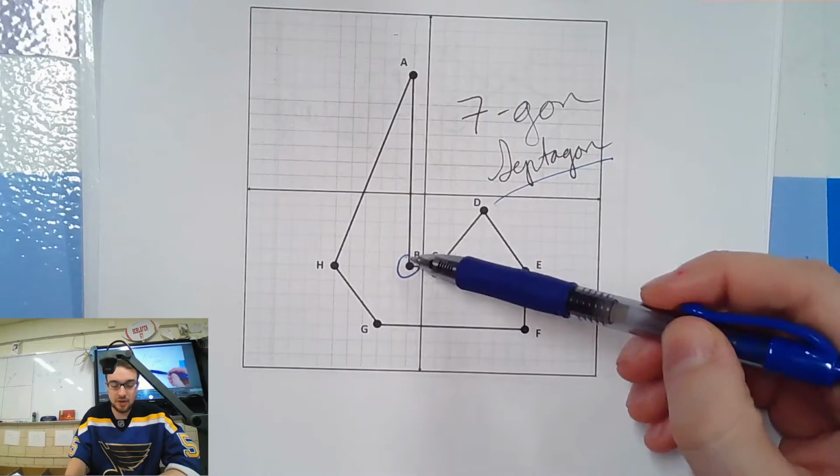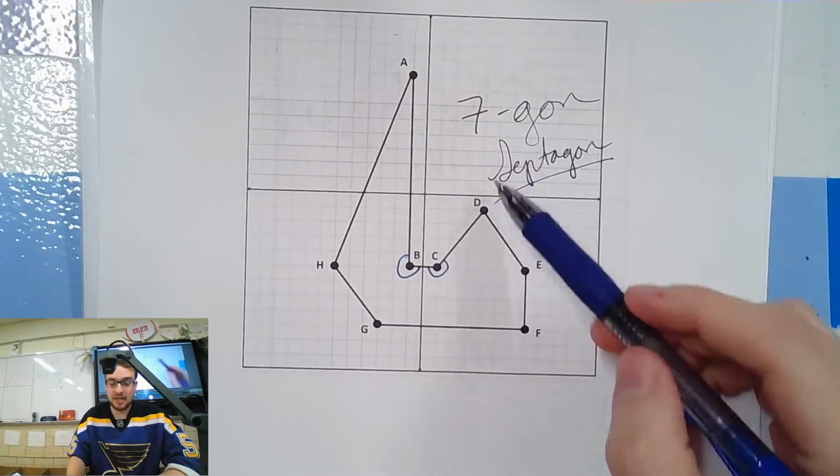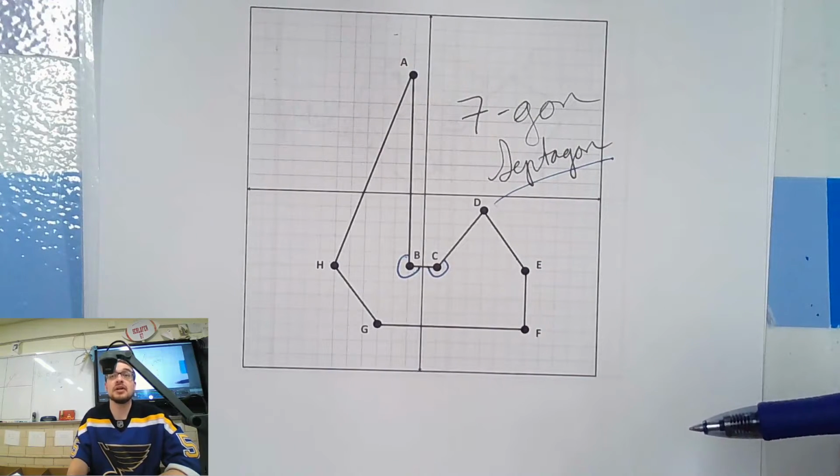Concave, because it has 2 angles that are internal that are greater than 180. All it takes is 1. This is a 7-gon or a septagon. This one doesn't really have a nice name, so I probably won't give it to you on the test, right? You have to know the real names for these.